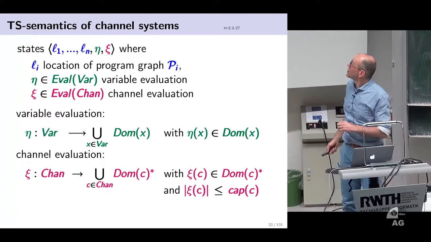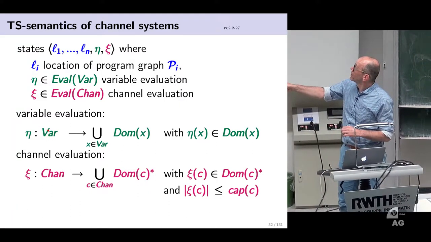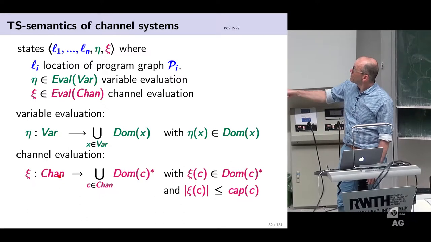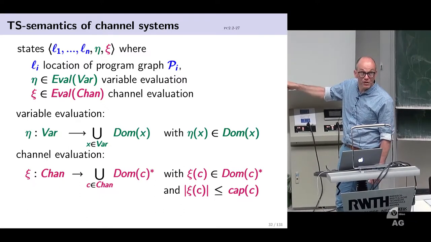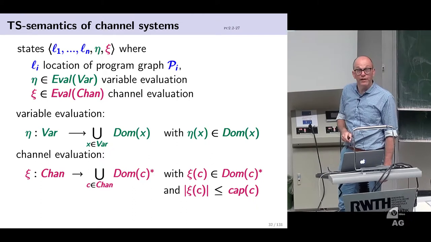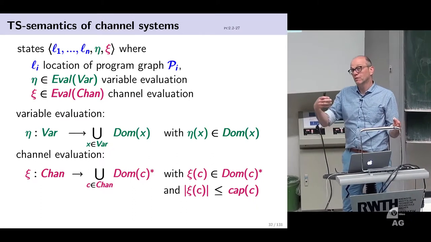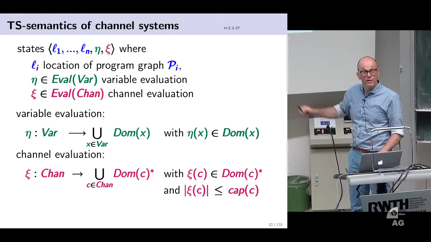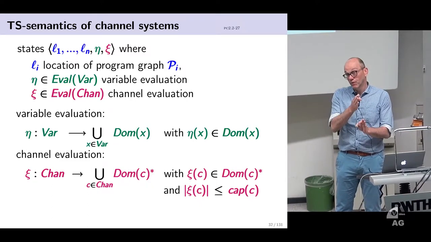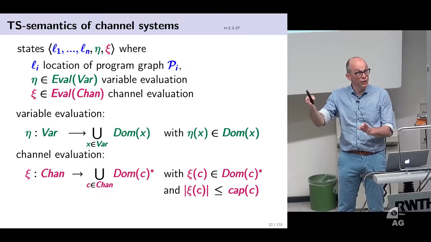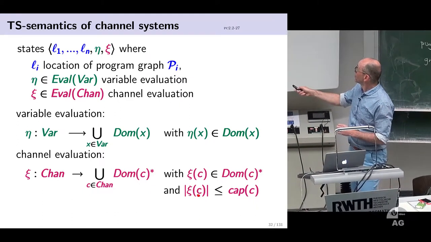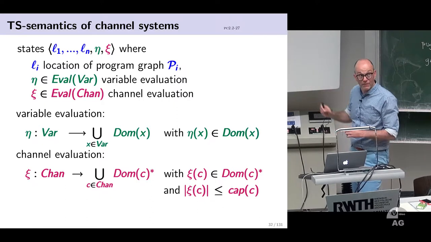Now the variable valuation eta, as before for program graphs, is a mapping from the variables to the domains of all the variables in my program graph. And the same for channels: this is a mapping from the channels to sequences, finite words, which is what the star indicates, over the type or domain of all the channels we have. If I have a channel of type integer and another channel of type string, then I take the union. This function maps the channel of type integers to sequences of integers, and the valuation of a channel of strings to a finite word of strings. There is one constraint: the valuation of channel C cannot carry more messages than its capacity.